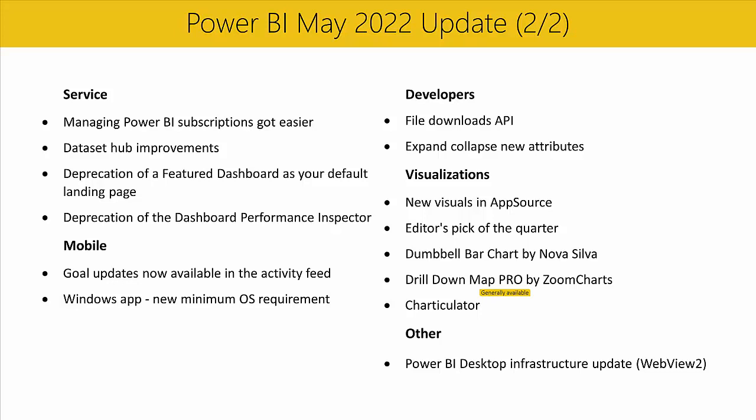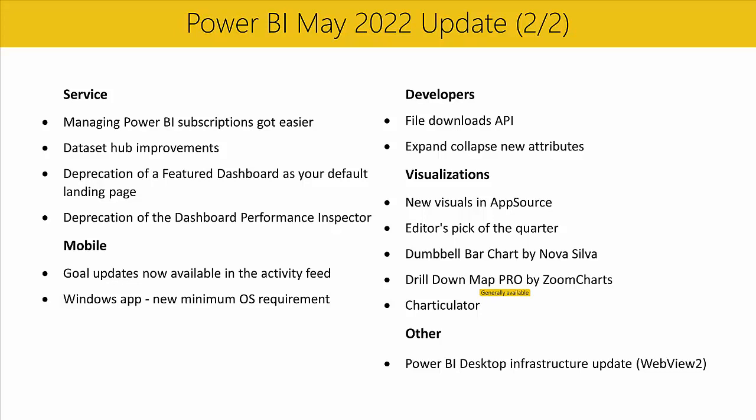Updated visuals include the Dumbbell Bar Chart by Nova Silver, the Drill Down Map Pro visual by Zoom Charts, and the Charticulator visual, which is now generally available. This quarter's editors' picks are the PAF Now visual by Process Analytics Factory, the Power On Visual Planner Service visual by Power On, the Image Pro by CloudScope, and the Linear Gauge by Mac Software.